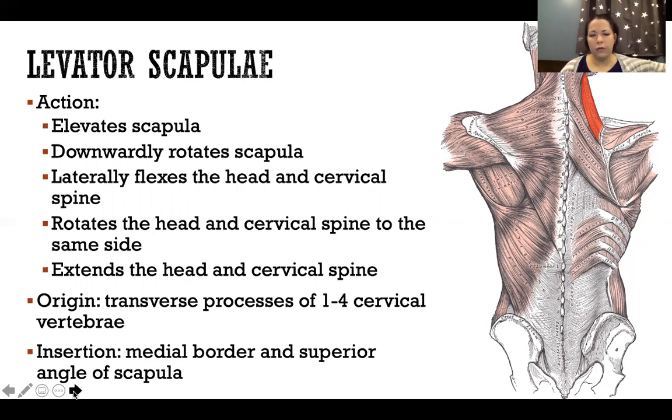And it also can rotate the head and cervical spine to the same side. Okay, so if the scapula is staying still and it's pulling on this side of the neck, it's going to rotate to the same side as where the muscle is. If they act bilaterally, so both contract at the same time, it will extend the head and neck.